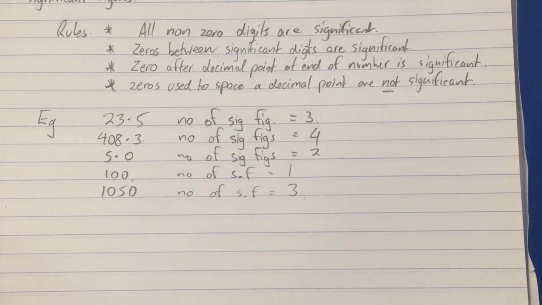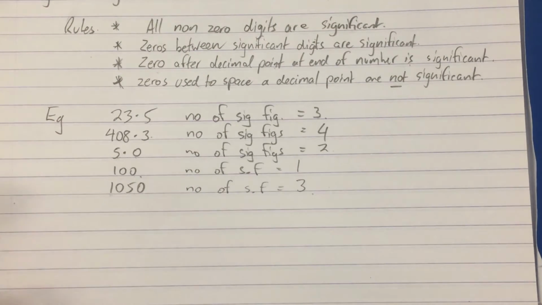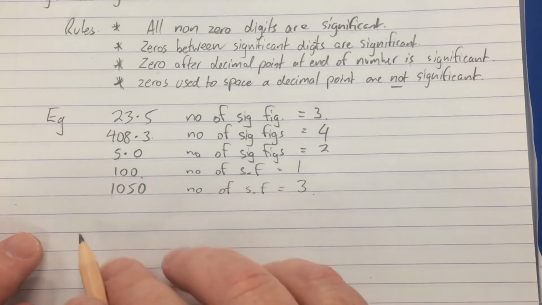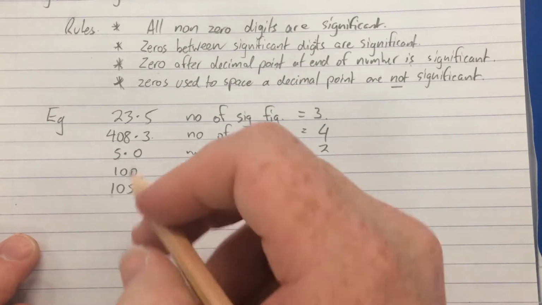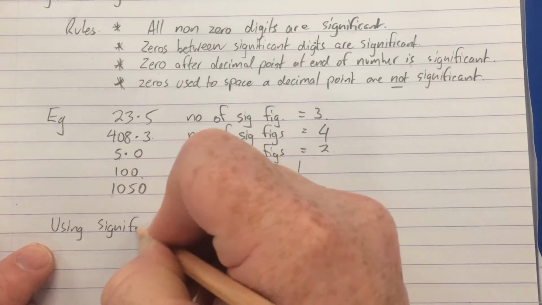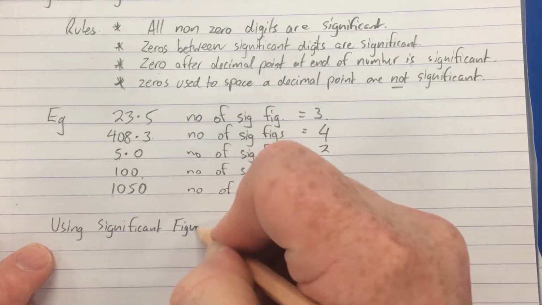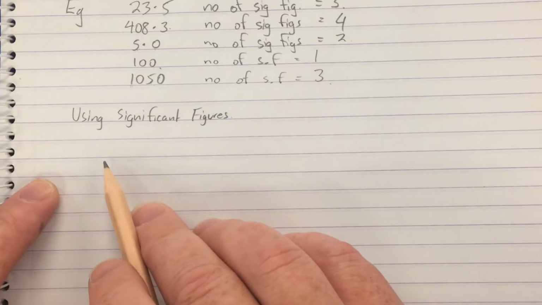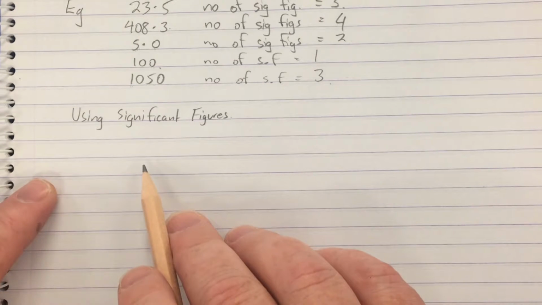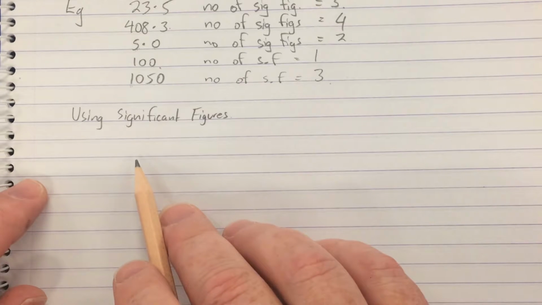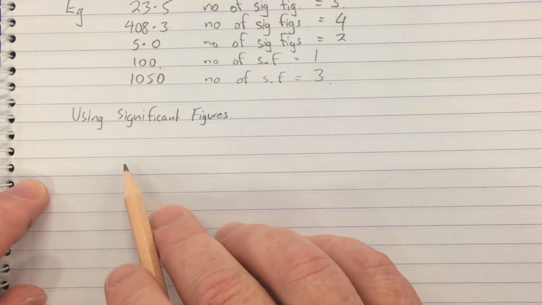The reason that this is a useful thing to know is that if we're given two values that need to be operated on in a calculation or in a problem, let's do a little example. So when we're using significant figures, what we need to remember is when we give our answer to any given problem, the answer should be given to the same number of significant figures as the least number of significant figures in any of the values that we've used in our calculation.